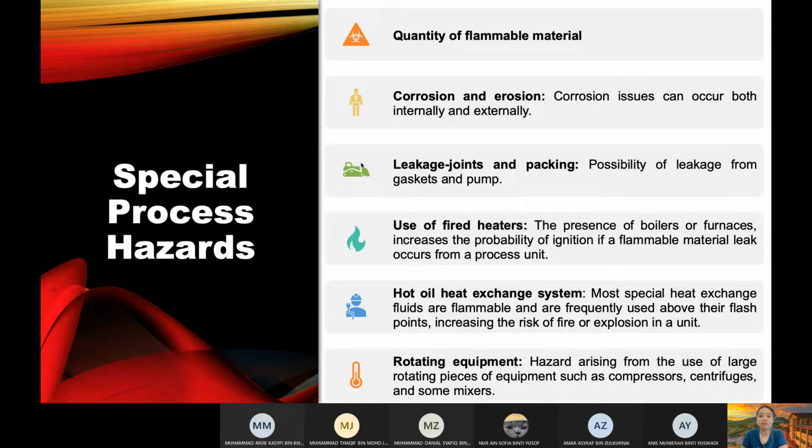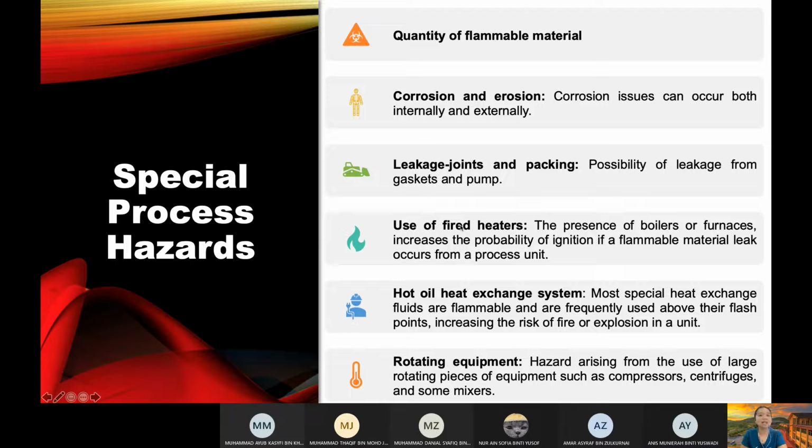Quantity of flammable material. Are you using flammable material? And if you are, are you going to use a lot or are you going to produce a lot? Okay, sometimes you might use flammable material. Sometimes you may produce flammable material. So you have to identify and discuss. Next, corrosion, erosion. Okay, this also quite common lah. Corrosion, erosion, leakage joint and packing. Okay, use of fired heater.